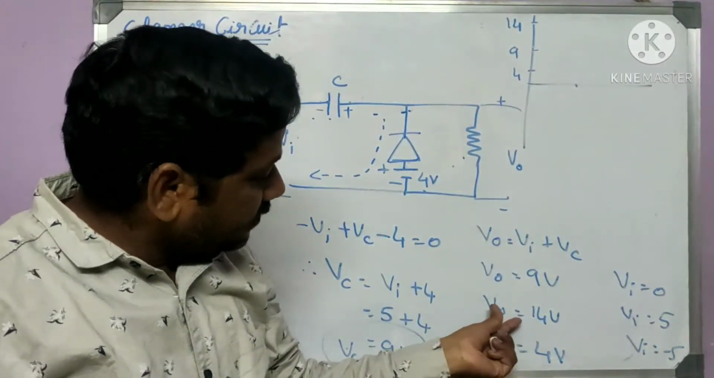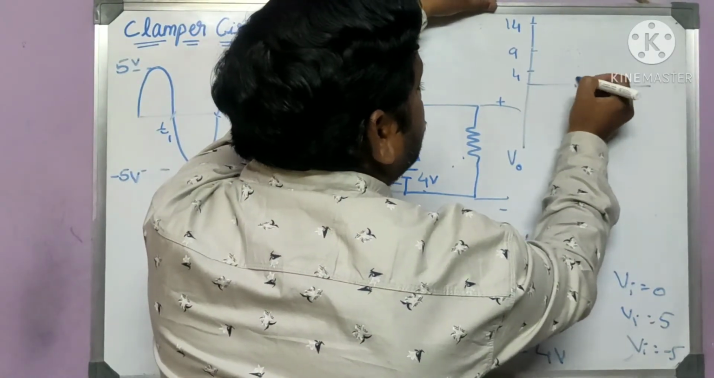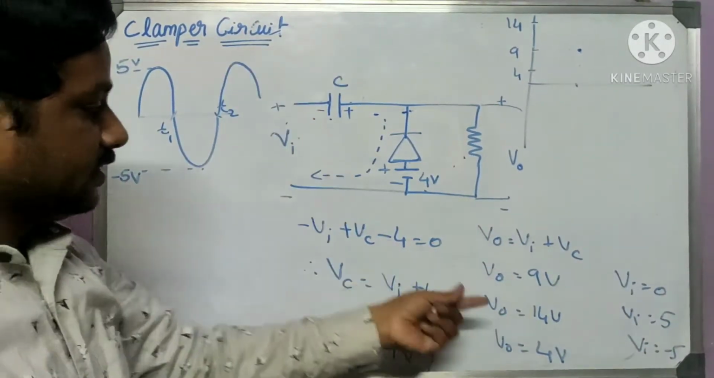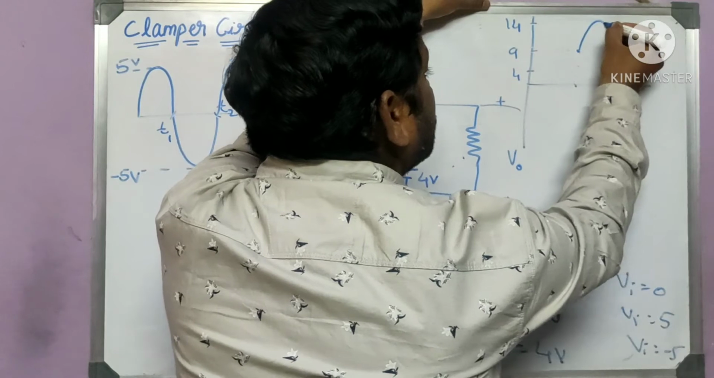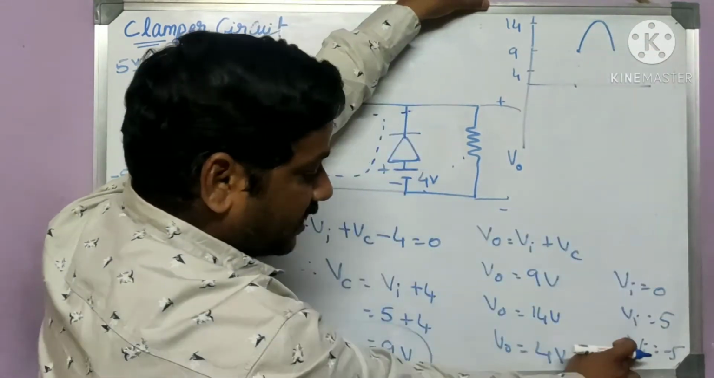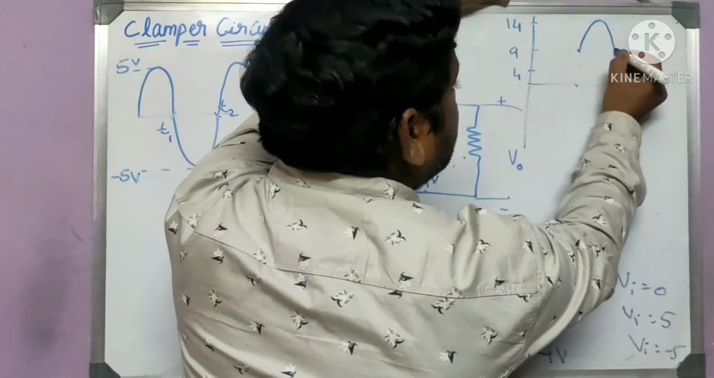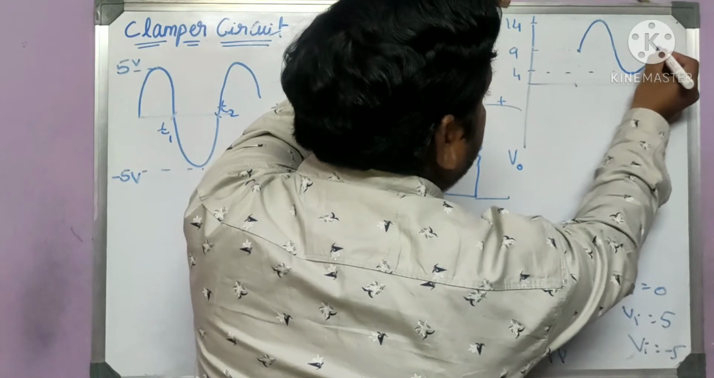So at 0 we have 9 volt. When it is at the maximum positive cycle of 5, we have 14. So it will be 14 at the positive cycle and it will reduce. And when it is minus 5, it will be 4 volt. So we get it like this. This will be a cycle we are going to get.